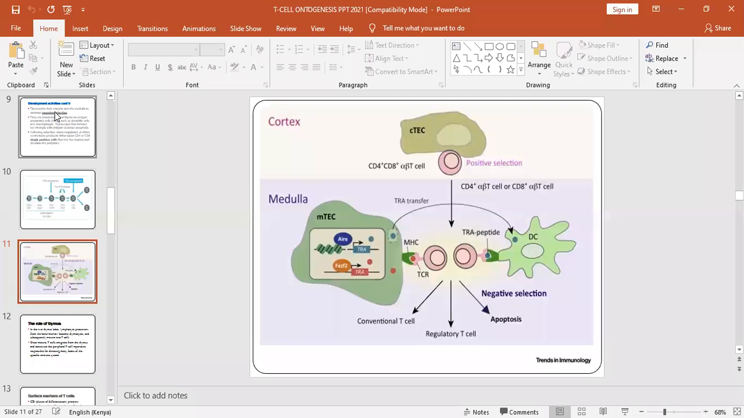So what happens? The cells that are highly reactive with the self antigens are eliminated through the process of apoptosis. And in that way, you have a very small amount of T cells that leave the thymus region into the blood circulation, because much of the elimination takes place in the thymus region. So you can appreciate the intricate process that happens in the thymus region, right from the positive selection, coming to negative selection, and finally release of the mature T cells into the blood circulation.